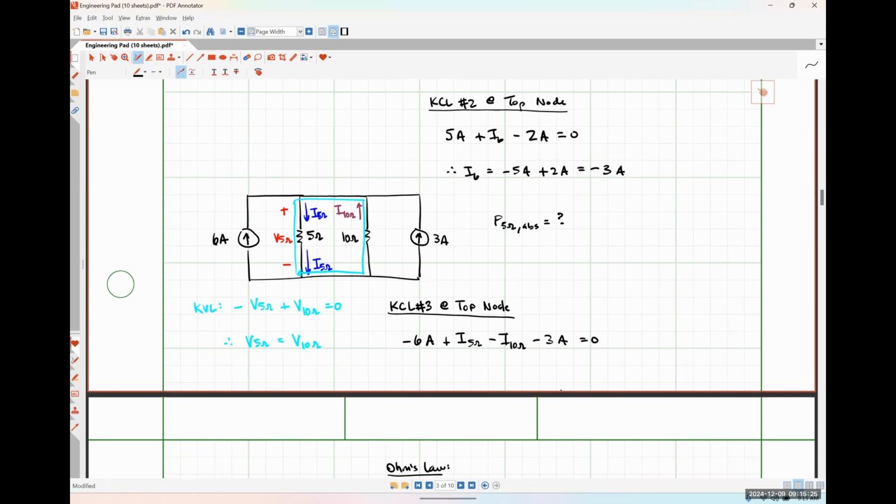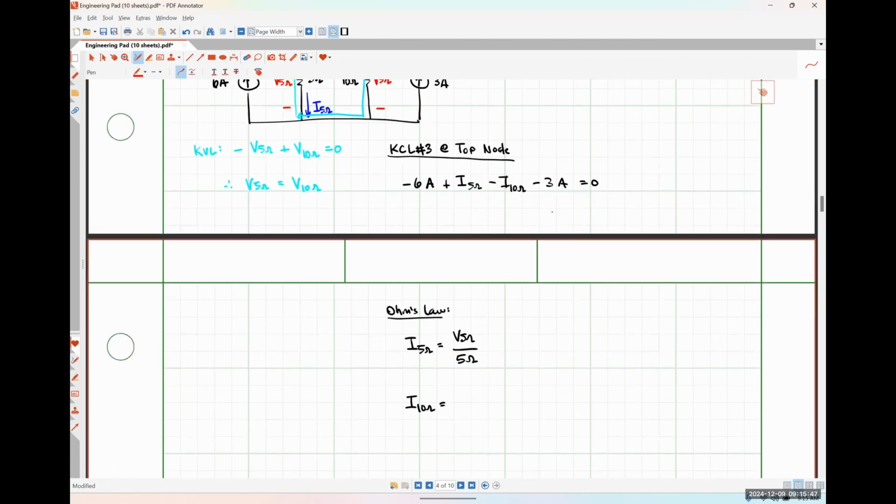Negative V5 ohms over 10 ohms, because the current is flowing into the negative polarity terminal and out the positive polarity terminal, right? So just to be clear here, if this is the negative polarity terminal and this is the positive polarity terminal of V5 ohms, the current's flowing into the negative or out the positive. So we get negative V5 ohms over 10 ohms, and we can just substitute those things in, right?